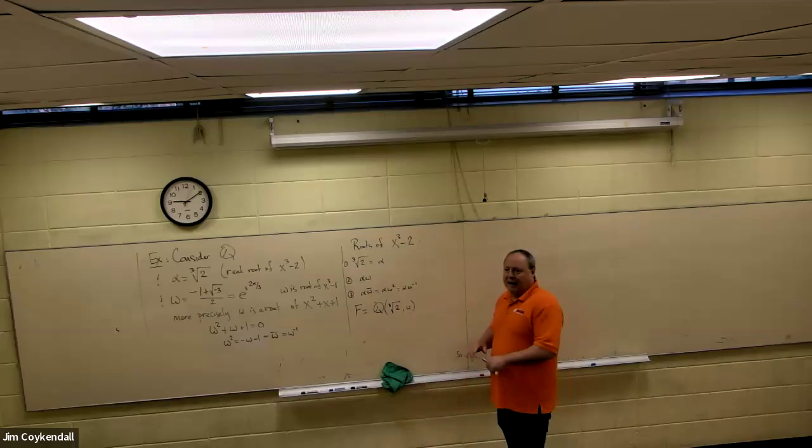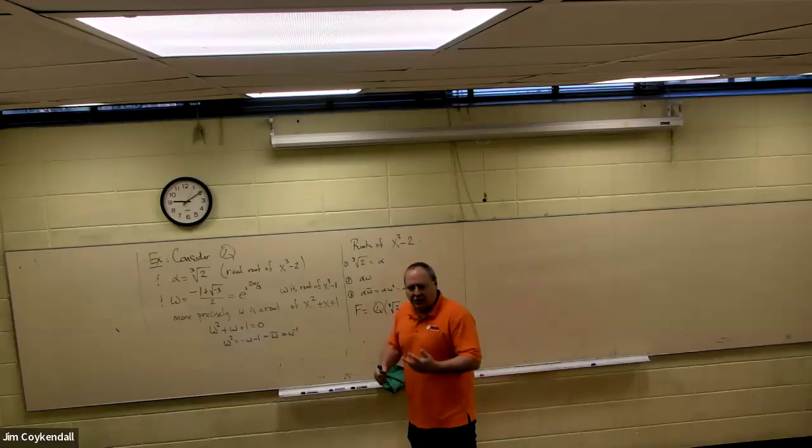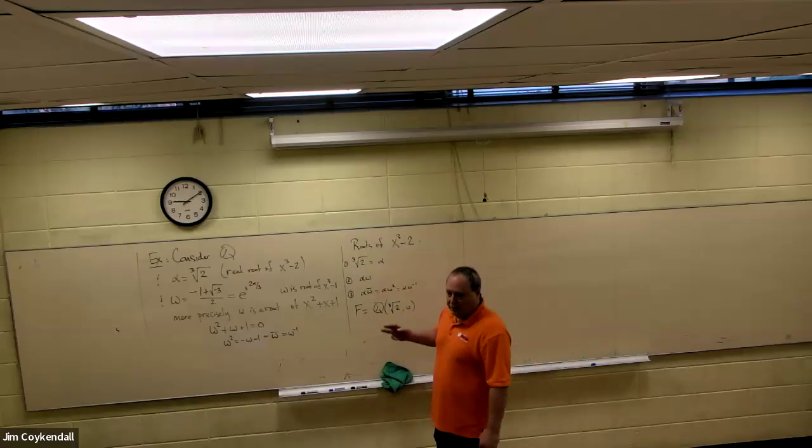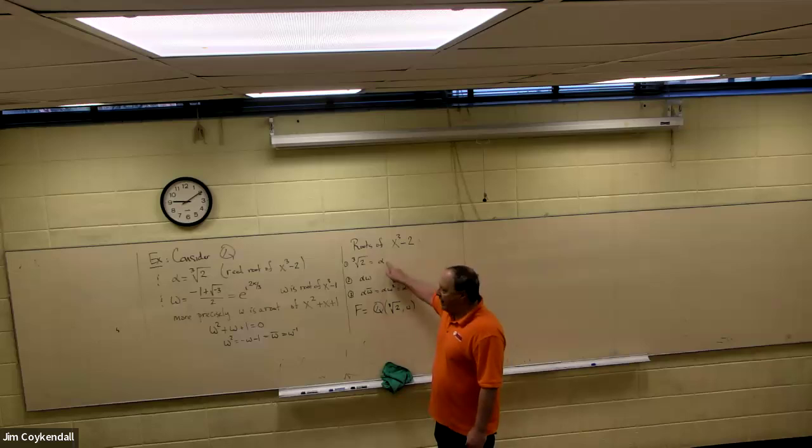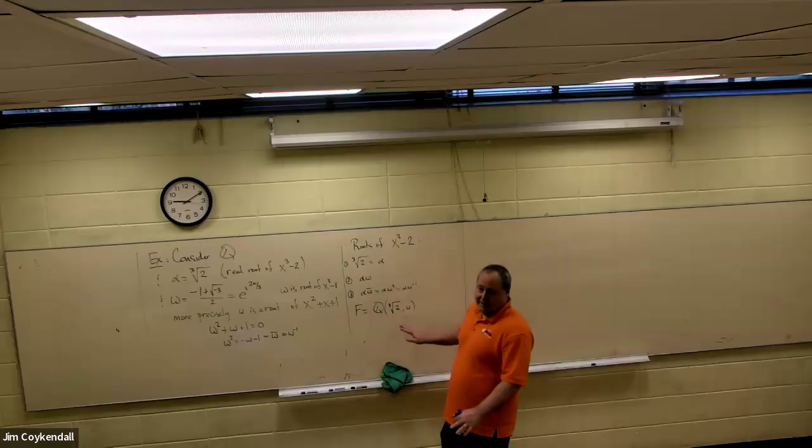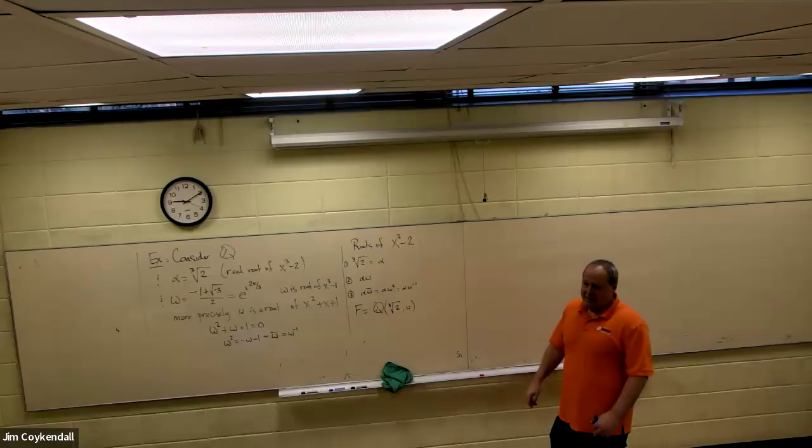And notice, by the way, that any field containing all three of these roots of this polynomial has to contain alpha and alpha omega. So it has to contain this divided by this, right? So it has to contain omega anyway, for sure. Everybody agree with it?